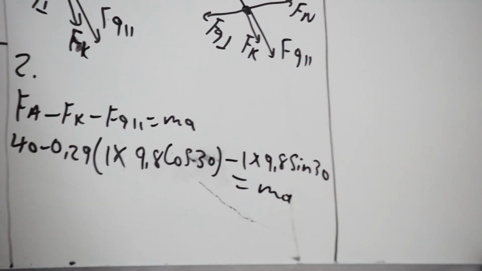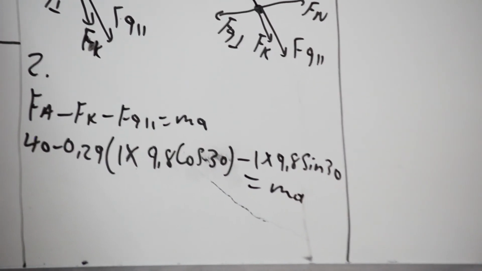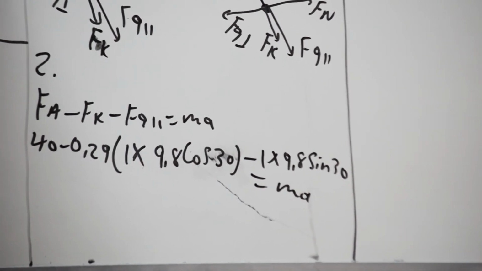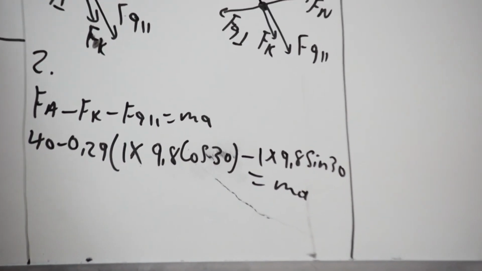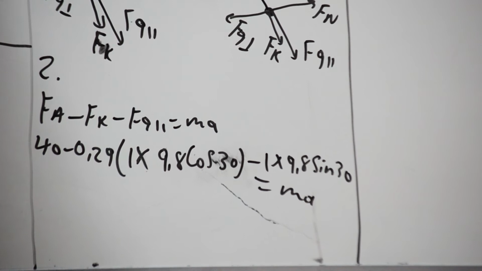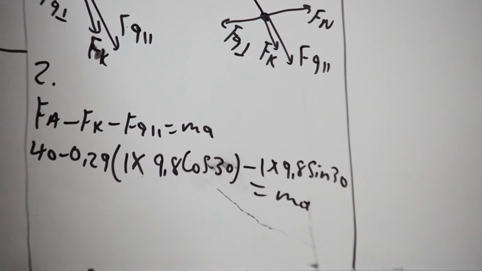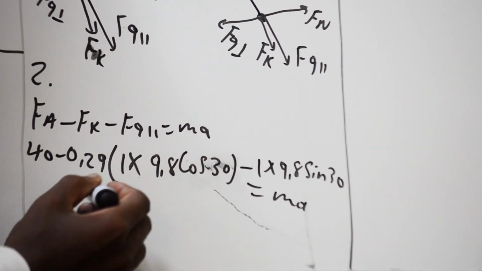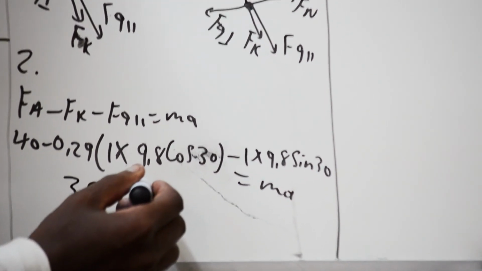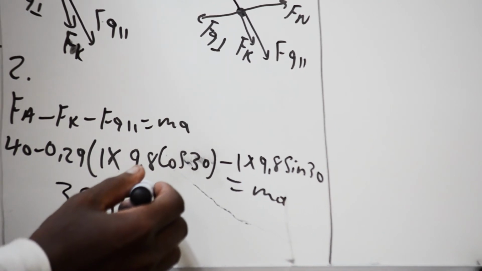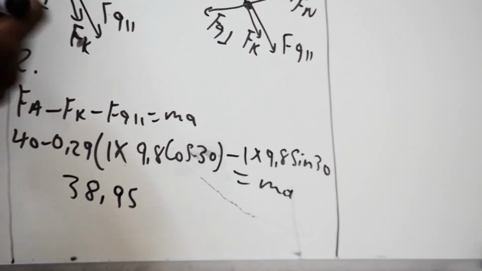So count all these values. If I calculate, it comes out to 1 times 9.8 cos 30 minus 9.8 sin 30. So you will have 38.95 on this side. Oh, I made a mistake here.